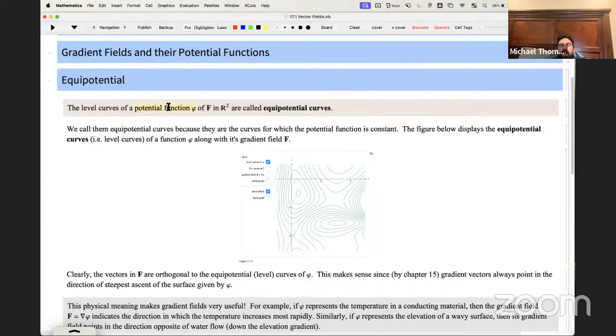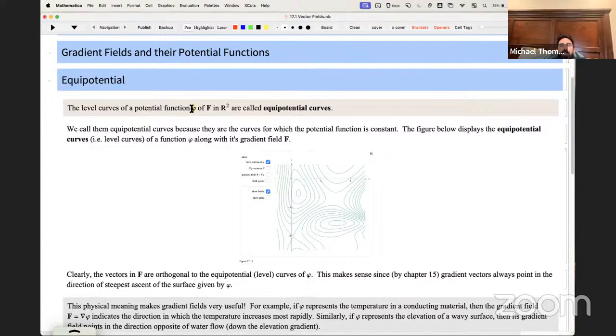Those level curves, we actually give a name. They're called equipotential curves. They're really just level curves of the potential function phi, basically the level curves of whatever that surface is. And we call them equipotential curves because these are the curves for which the potential function is constant.